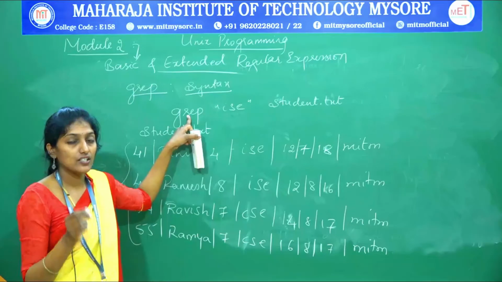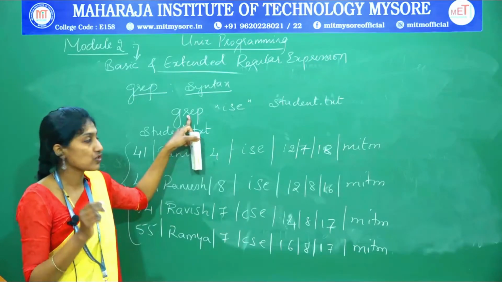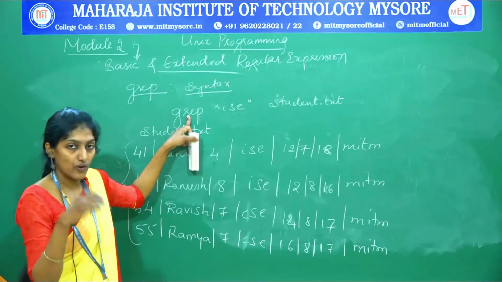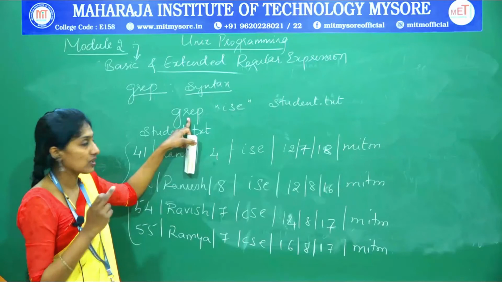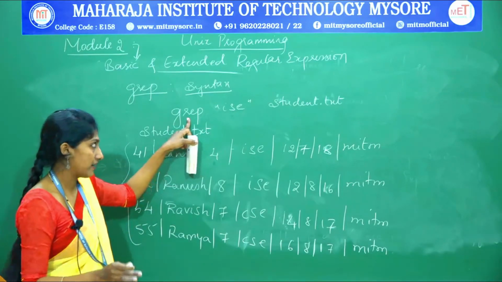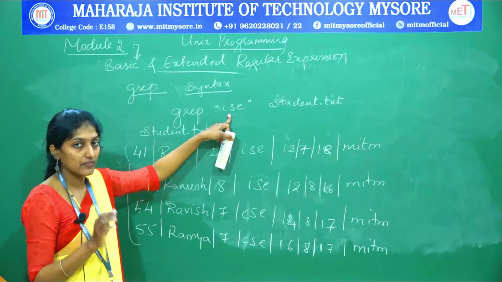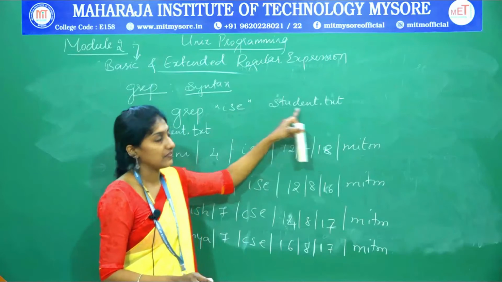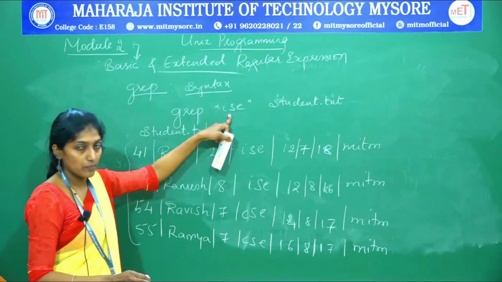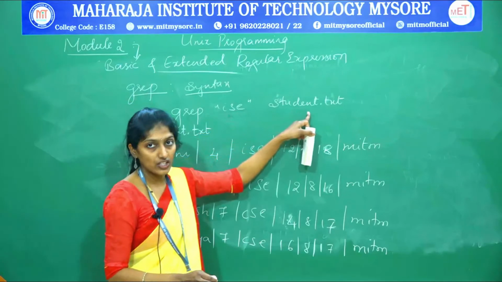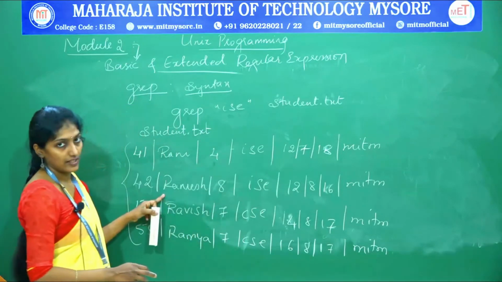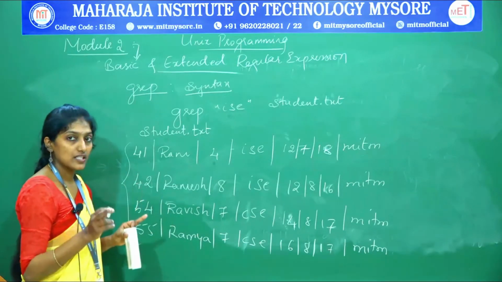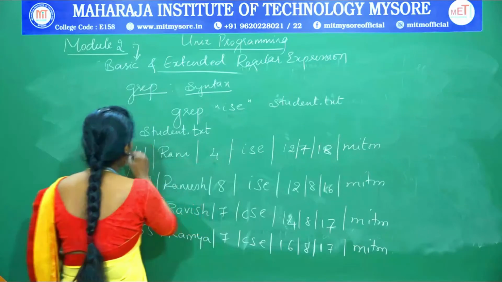The shell is first going to scan this input, then it is going to expand or abbreviate what purpose the command has been used for. Here the command is used for searching for a pattern. The pattern it has to search is ISC from the file student.txt. So the grep command is going to scan this input pattern ISC from the file student.txt and display the content here. The two lines which contain the pattern ISC are these two lines.